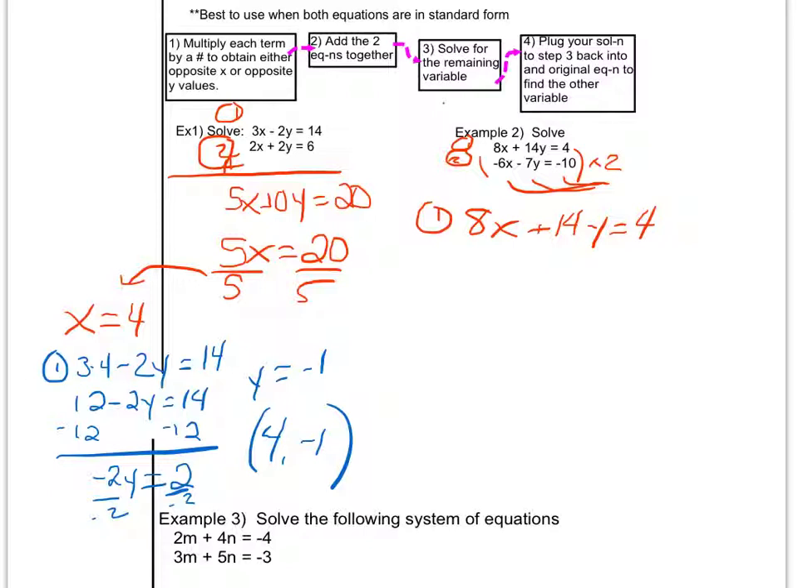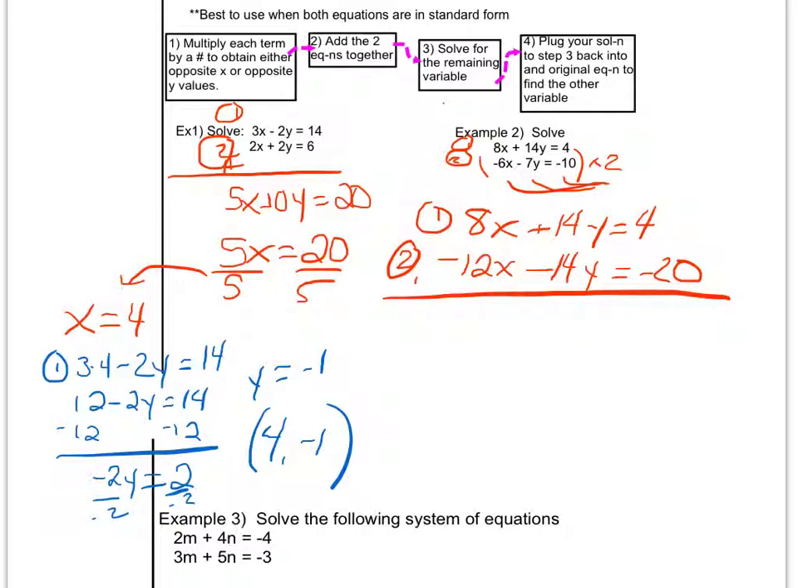Distributing that 2 in, my second equation becomes -12x minus 14y equals -20. Now I can move on to step 2 and add my equations. 8 and -12 is -4. +14 and -14, well, guess what? Those are opposites, so those are going to just cross out. 4 and negative 20 is negative 16.